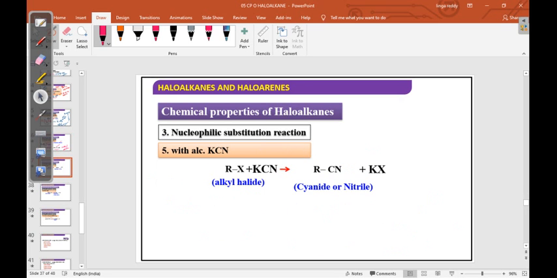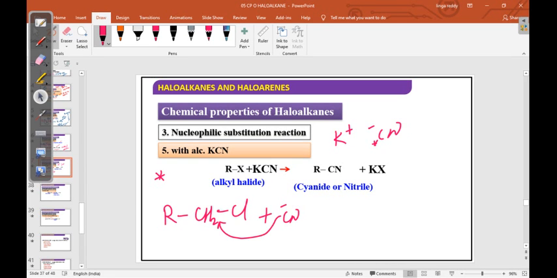Now, an important reaction here, KCN. KCN is present like this, K plus CN minus. Here carbon is the nucleophile. So RCH2Cl is there, CN minus, meaning this carbon has a negative charge. The product is RCH2CN. Very simple. Of course, here we are removing the KCl.